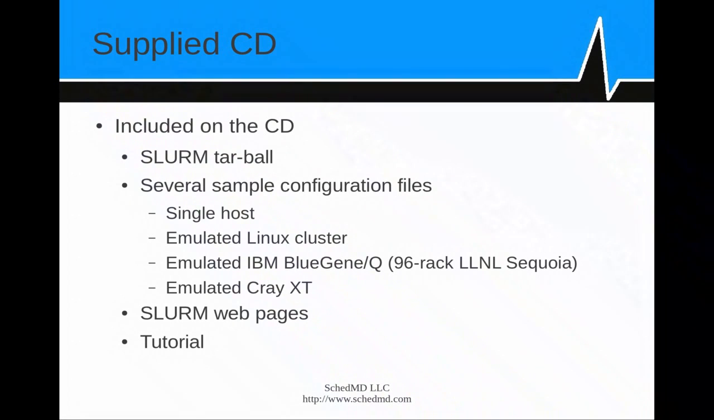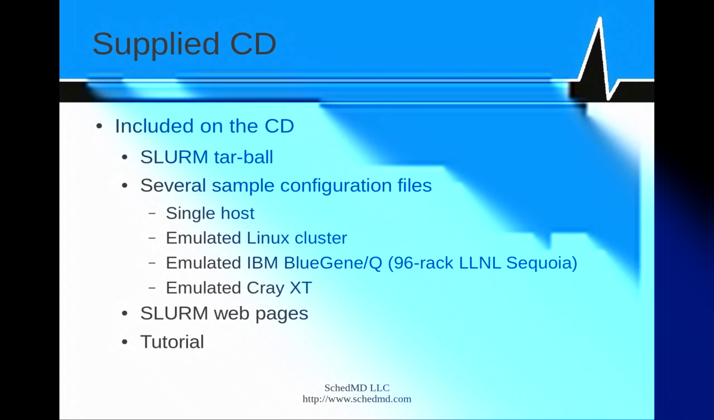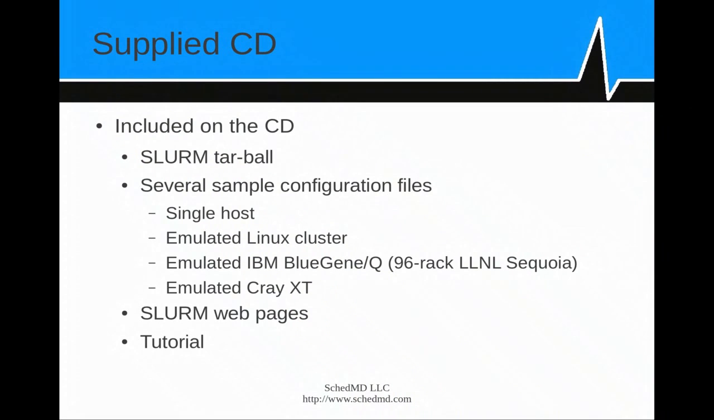And there's an emulated Blue Gene Q system. This is the Sequoia system at Livermore with 96 racks. It's a 20 petaflop computer. And there'll also be an emulated Cray XT computer. Each one looks a little bit different, behaves a little bit differently, but this will give you a chance to see how it works on each of those systems. It includes the Slurm web pages, which are also online, obviously, at SchedMD.com, and this tutorial.